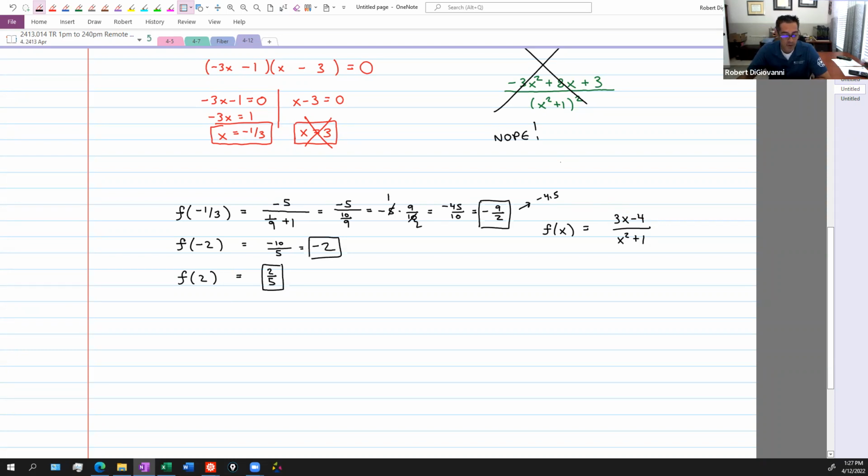All right, so my maximum value is the biggest number I see here, 2/5. So this is my max. And the smallest number I see is -4.5. So this is my minimum. So when I go graph this, at -1/3 I should see the minimum, and at 2, the right endpoint, I should see the maximum. Let's take a look.